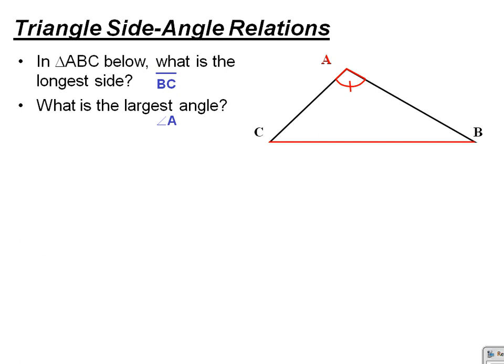Now ask yourself this question. How do these two relate to each other? What's the relationship between the longest side length in the triangle and the largest angle in the triangle? Well, you'll notice that the largest angle and largest side are opposite each other.